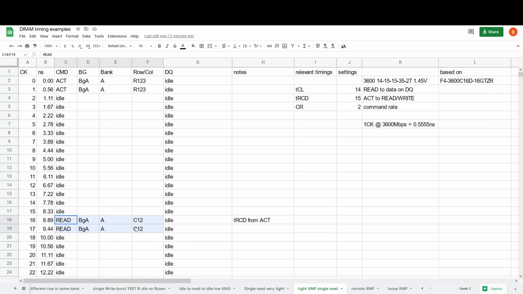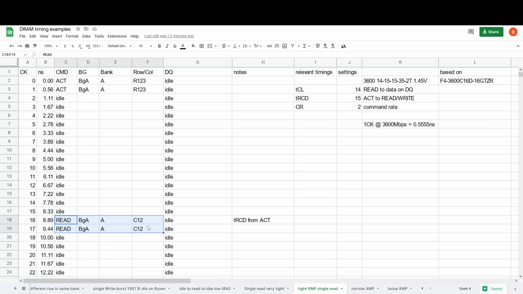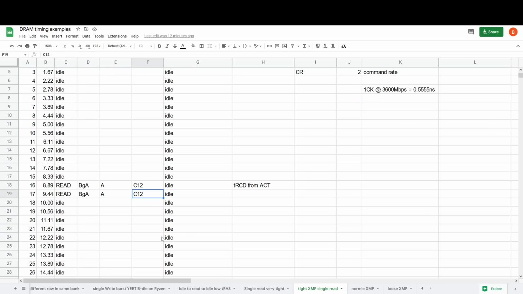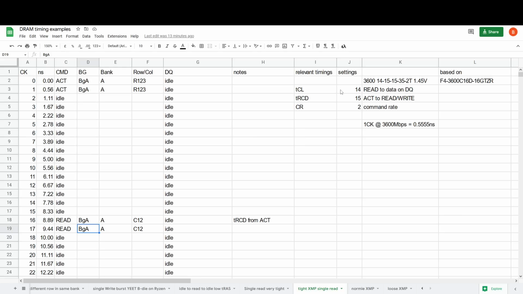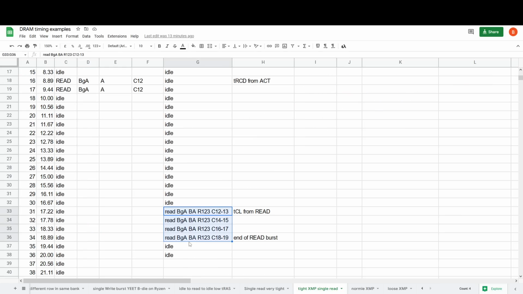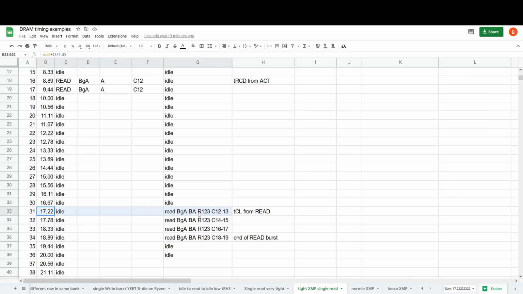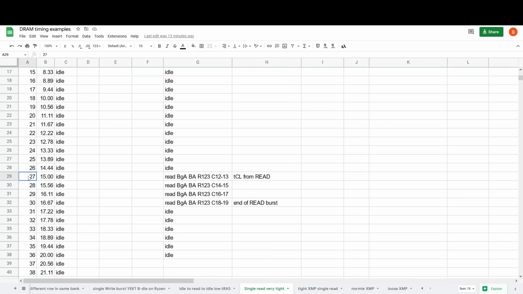And again, we hold that read command for 2 cycles because we have 2-tick command rate. And again, we're specifying that we want to read from column 12 of bank A, bank group A. And 14 cycles later, because our CAS latency is 14, we get our data, right? But because our tRCD is 2 ticks longer, and also because we're spending 1 more cycle on every command, our data actually starts getting output from the memory chip on clock cycle 31 instead of clock cycle 27.